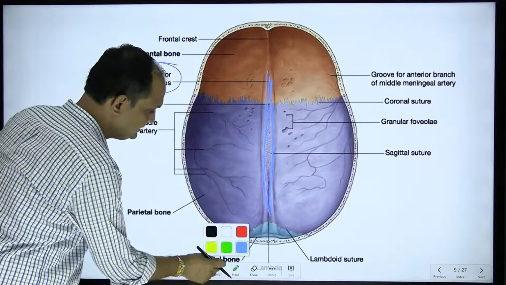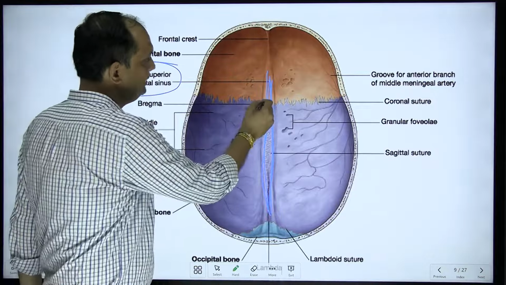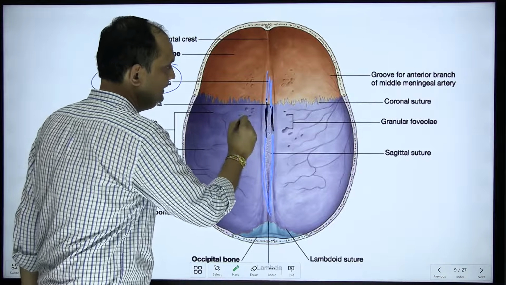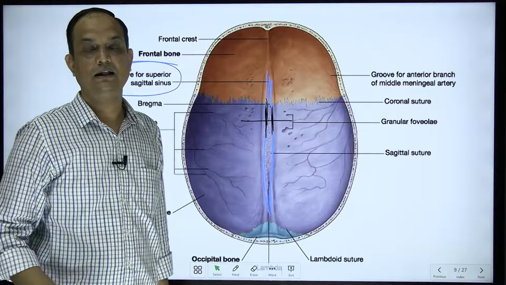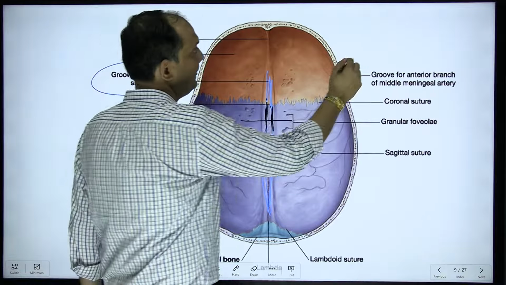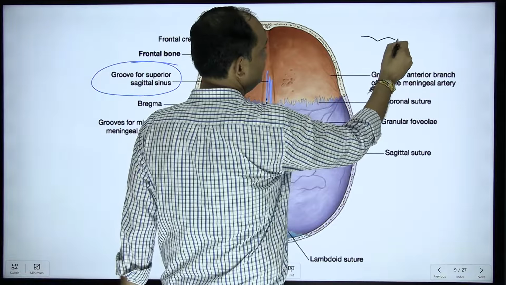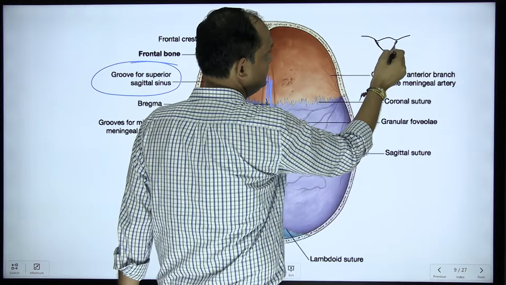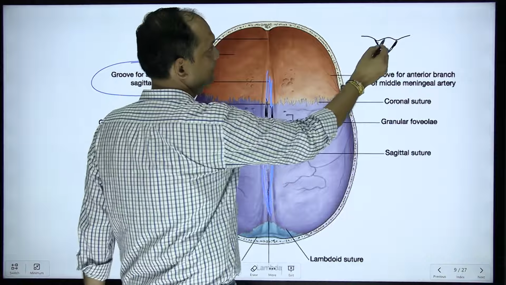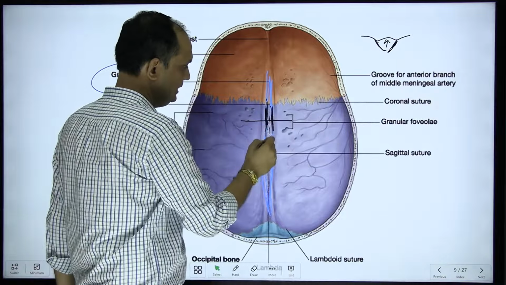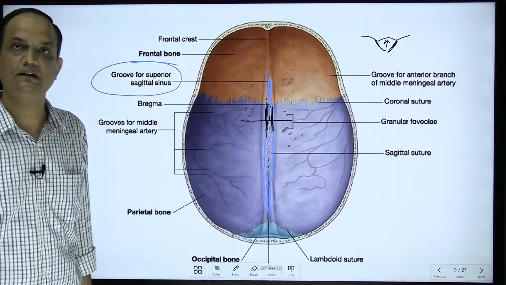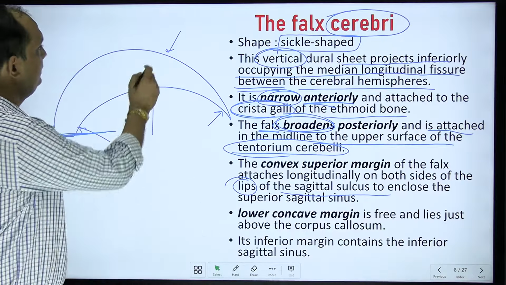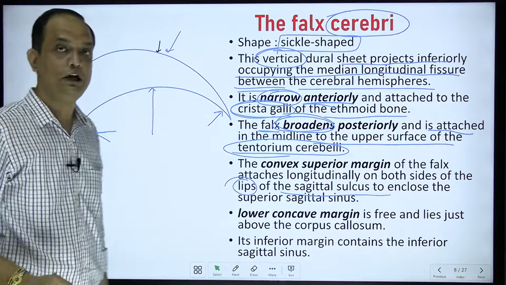Now, you have to understand one thing here, that this groove for sagittal sinus is having two lips. And if I will take the section of this bone, now these are the two lips. Now, these lips will give attachment to the meninges, that is the duramater. And this is the floor of this part, that is the groove for superior sagittal sinus. Clear?